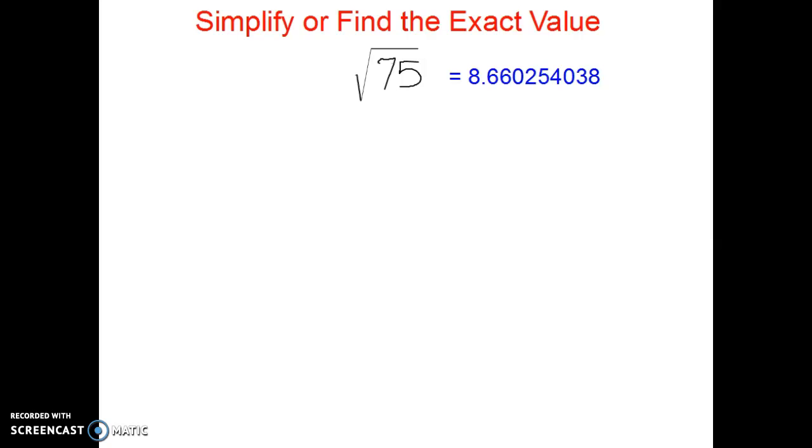This is a lesson on how to simplify square roots. If I take a look at the square root of 75, that's actually considered an exact value. If I type that in the calculator, I get that digit, 8.6602. That's not an exact value. That's actually a rounded number. So the square root of 75 is an exact value, but it's not in simplified form.